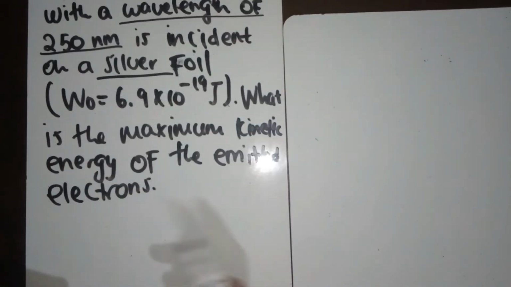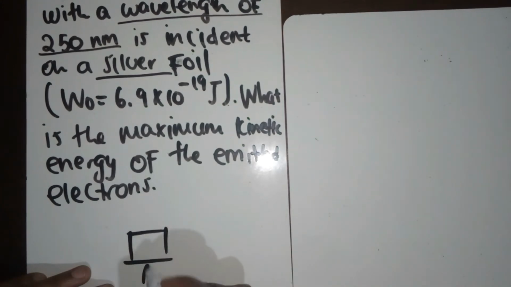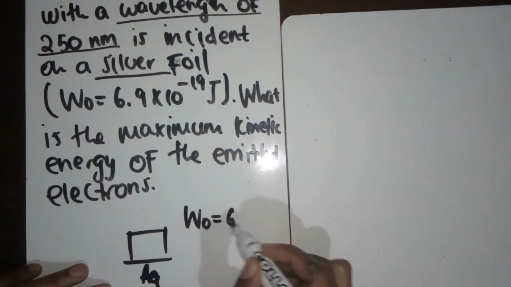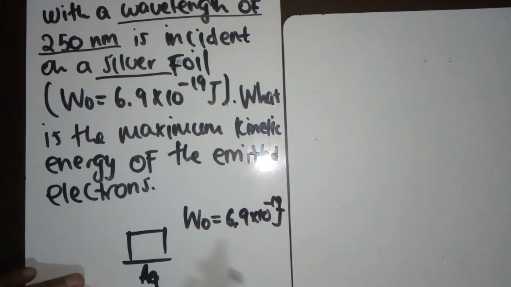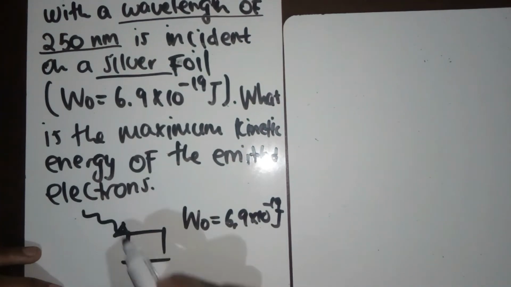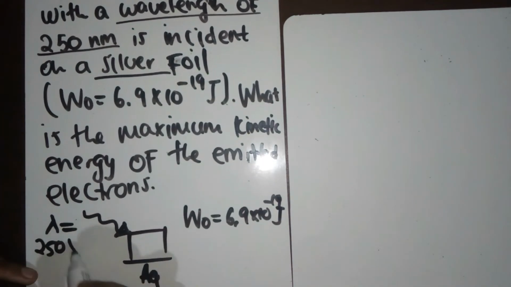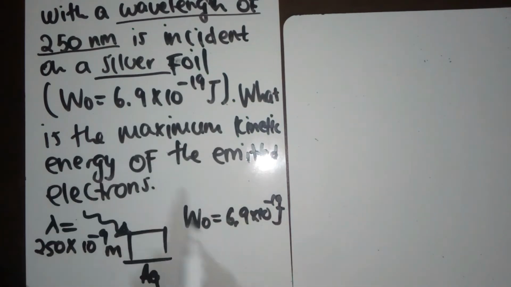So always start with a schematic, sometimes just to make sense of it. So we have a silver metal, so this is silver, and it has a work function of about 6.9 multiplied by 10 to the power of minus 19 joules. And then we have an incoming light. That incoming light photon has a wavelength of 250 nanometers, so you can write it as 250 multiplied by 10 to the power of minus 9 meters, right? And we are asked, what is the maximum kinetic energy of the emitted electron?